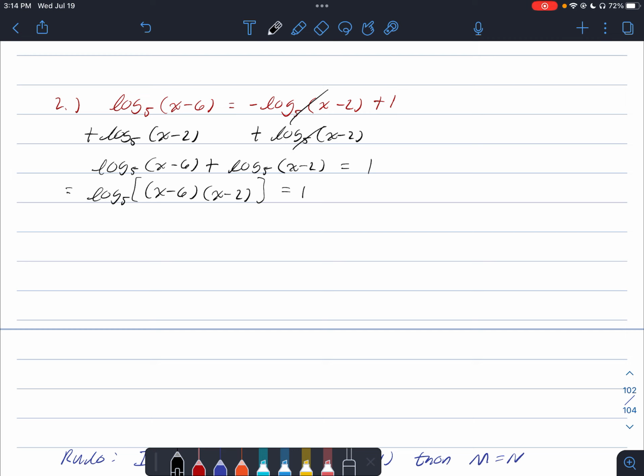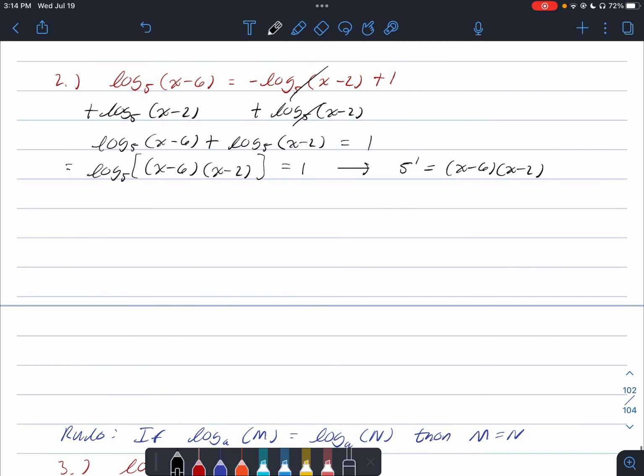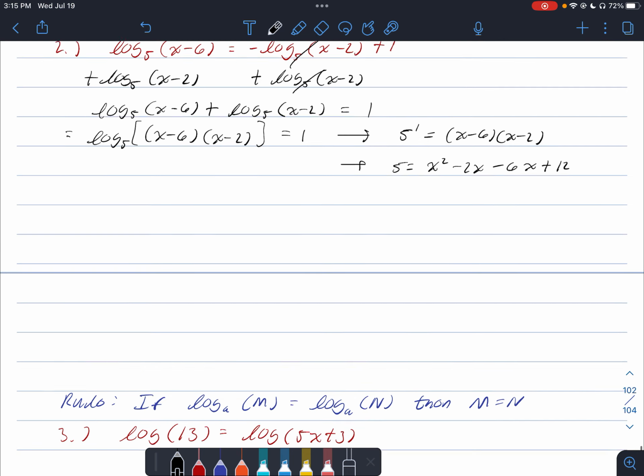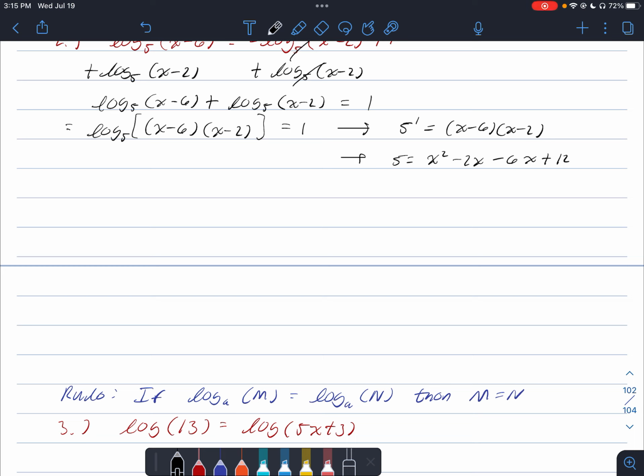Or we have, this can also be written as 5 to the 1 is equal to x minus 6 times x minus 2. All right, or just 5 is equal to this. So, we can now write this as 5 is equal to x squared minus 2x minus 6x plus 12. Or we have 5 is equal to x squared minus 8x plus 12.